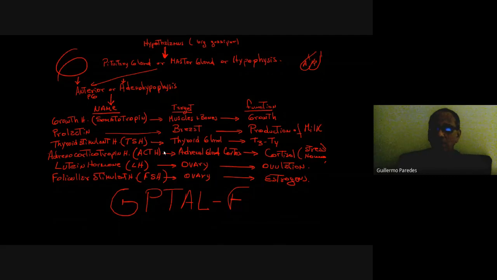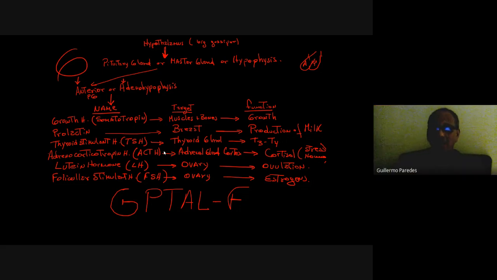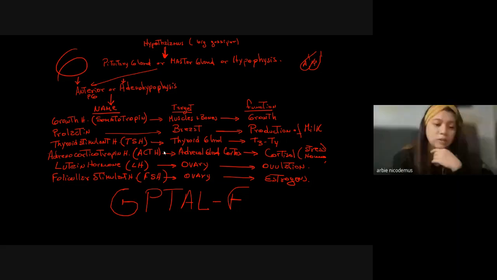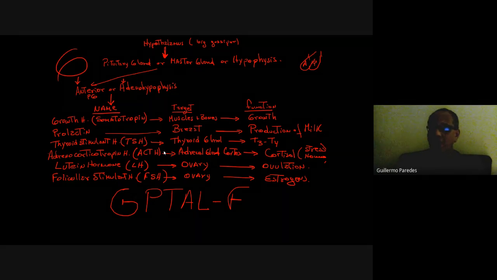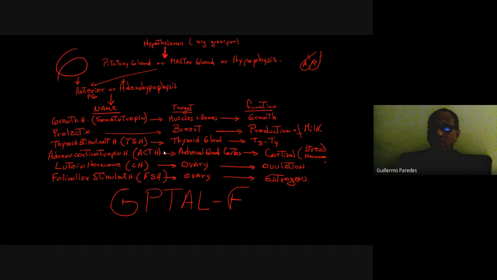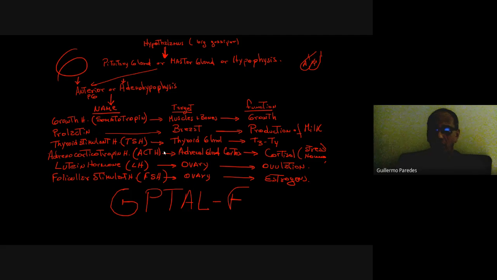Growth hormone has a target organ, muscles and bones. What is the function of the growth hormone on the muscles and bones? Growth. We have the prolactin, target organ is the breast. What is the function of the prolactin? Production of milk. We have the TSH that is going to stimulate the target organ, thyroid gland. What is the function of the TSH on the thyroid gland? To produce T3 and T4.